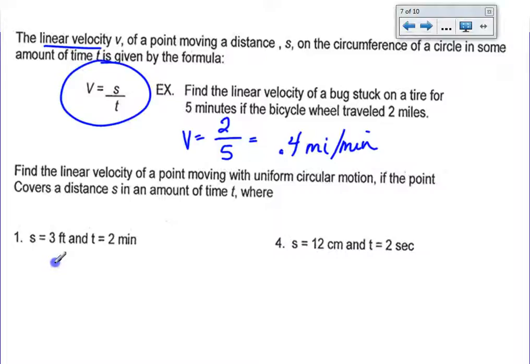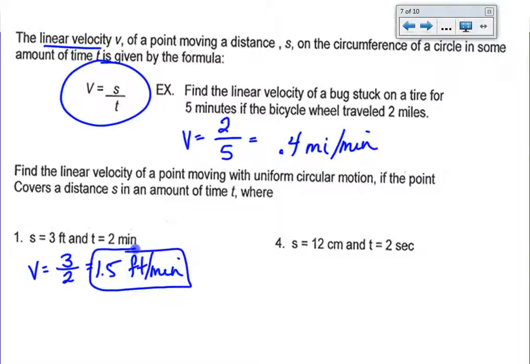The next set of problems is very similar. So linear velocity would be arc length divided by time. So a decimal here would be appropriate, 1.5 feet per minute. Labels are so important in this section, as we saw in a problem a little bit ago where they wanted the answer in miles per hour and we had feet per minute, and that was not good, so we had to do a little conversion. Alright, this next example, 12 centimeters every 2 seconds, so that means we travel 6 centimeters per second.